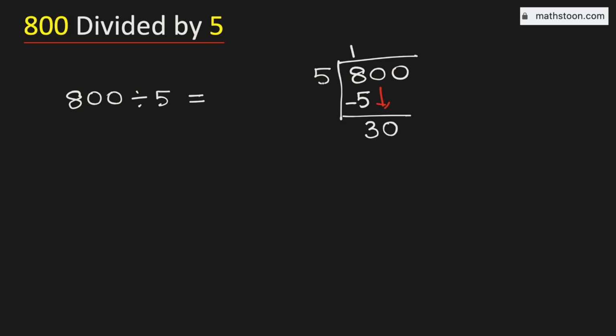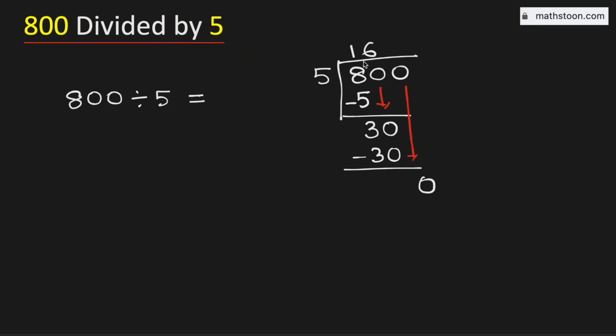Now from the multiplication table of 5, we know that 5 times 6 is 30. Subtract, we get a 0. As 0 is less than 5, so we will bring down this number 0 here. But see that this is the number 0. So we will write 0.